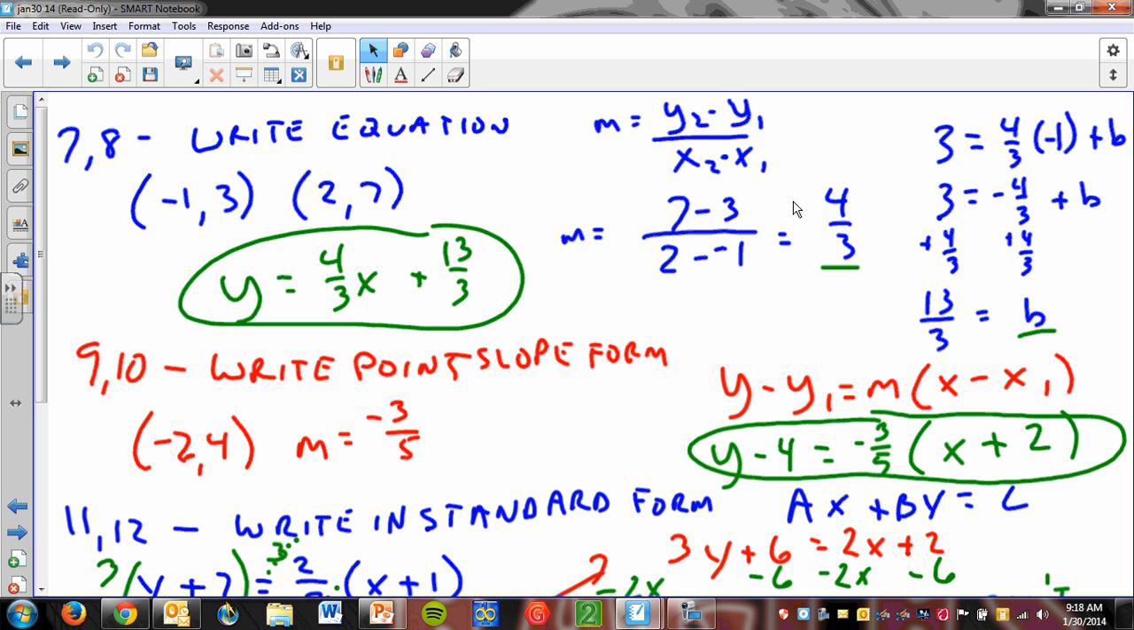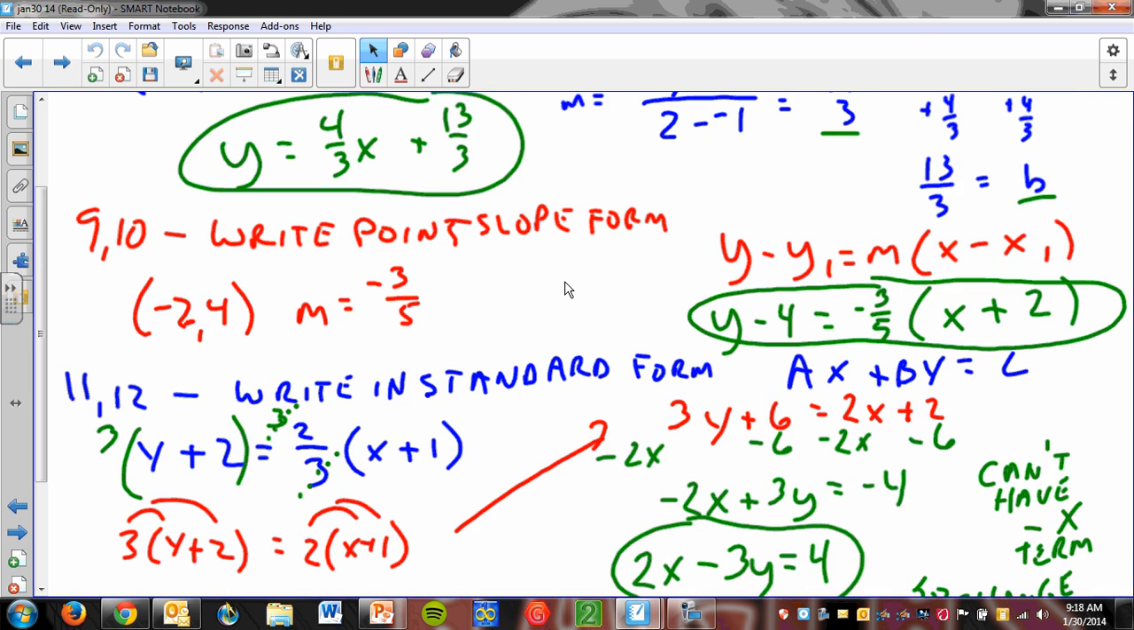Our slope is 4/3. So what you want to do is take this, and either one of these points, it does not matter which one, preferably just use the first one. It'll make things a little bit easier. X, y, and m, y equals mx plus b, solving for b. Multiply, add to both sides, now you have b. Once you have m and b, y equals mx plus b, just like that. Find the slope, then find b. A lot of these we are finding b.